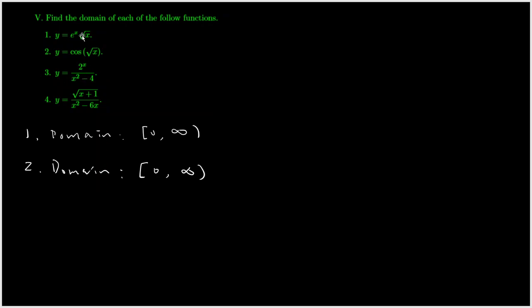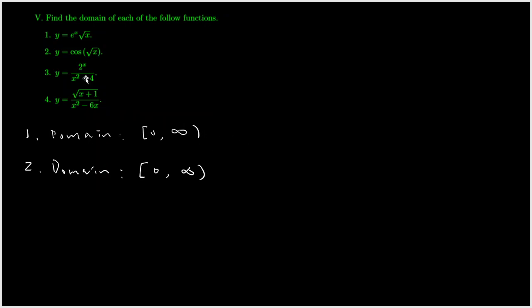Actually, from question 1 and question 2, the only point I was trying to make is that whenever you see a square root or any even radical, so now let's say the 4th root, the 6th root, then the x value under the square root, anything under the radical, cannot be negative.